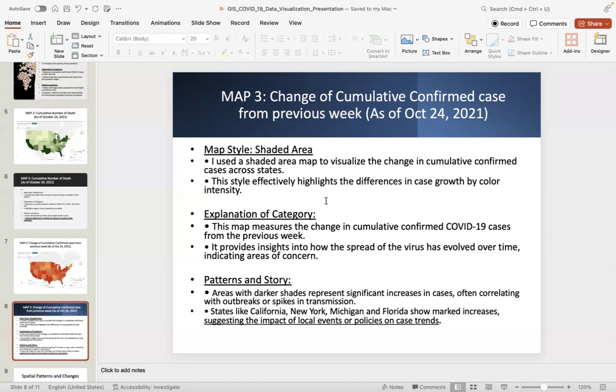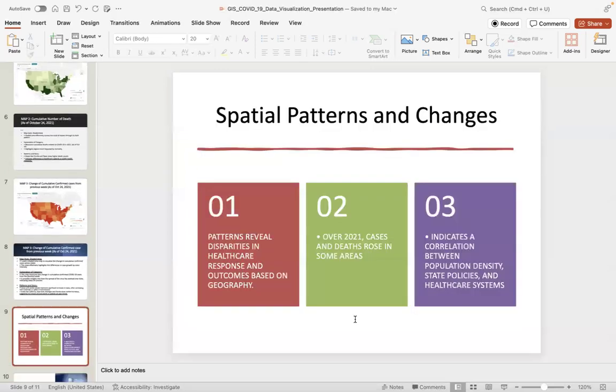Explanation of category: this map measures the change in cumulative confirmed COVID-19 cases from the previous week. It provides insights into how the spread of the virus has evolved over time, which indicates areas of concern. Patterns and story: areas with darker shade represent significant increases in cases, often correlating with outbreaks or spikes in transmission. States like California, New York, Michigan, and Florida showed marked increases. Most importantly, it suggests the impact of local events or policies on case trends.